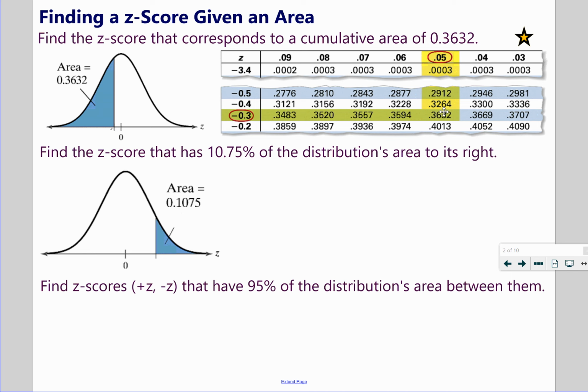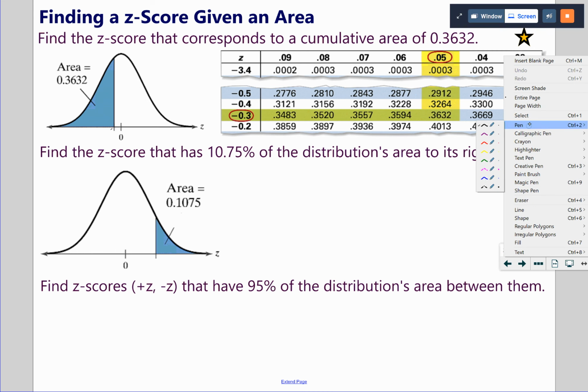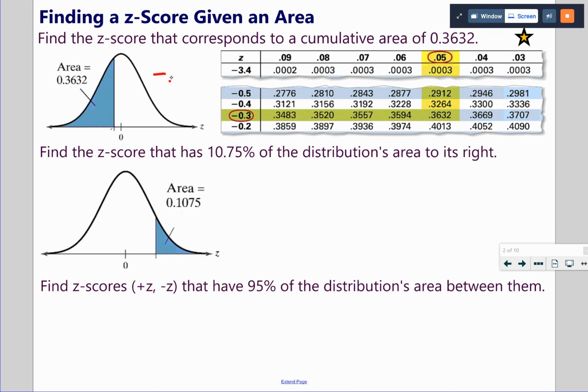Then we're just looking in the middle to search out this 0.3632 number. If you can find that number, then we look to the left and we look above, and that's the z-score that goes with that cumulative area. So for this first one, the z-score we're looking for is negative 0.35, and that would be the answer to this question.